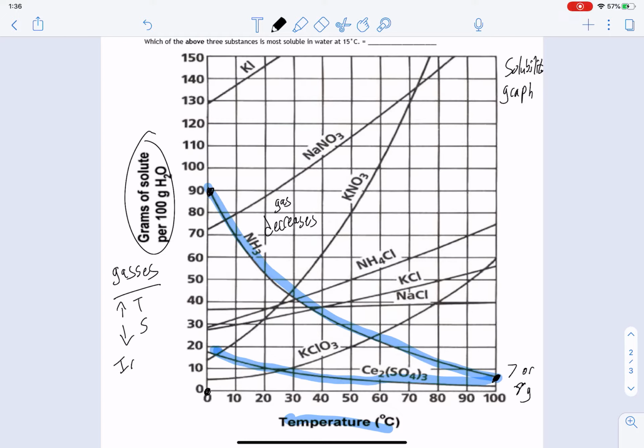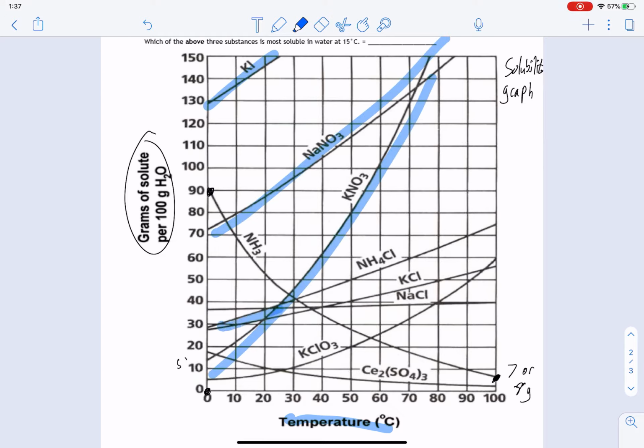So we call this an inverse relationship, right? Because one is oppositely affecting the other. Increase the temperature, solubility goes down. But let's take a look at everything else. Okay, because if we look at it, most of the graph, most of these solutes are going up. So these are all solids. And as we increase the temperature of the solute, the solubility is going to go up.